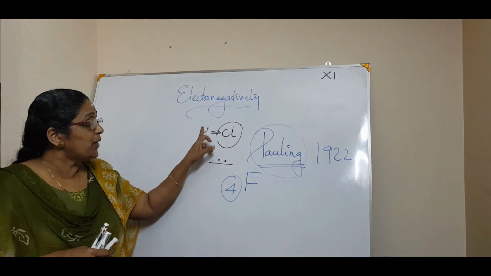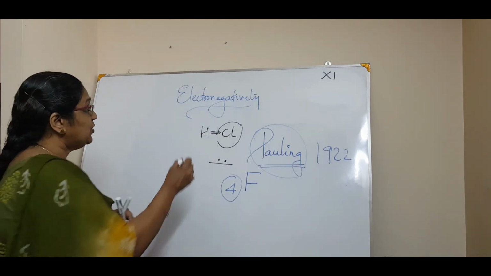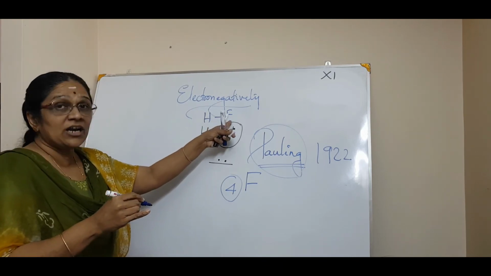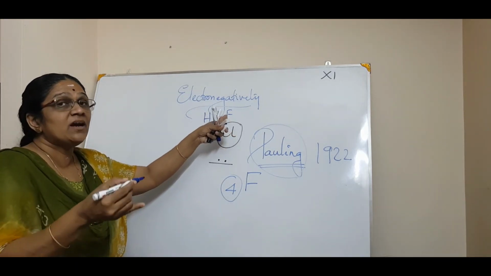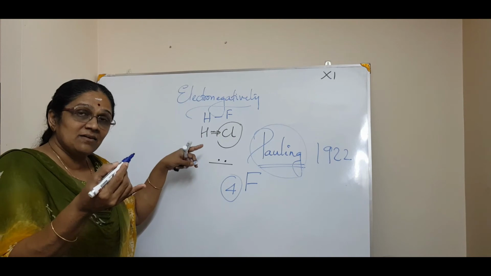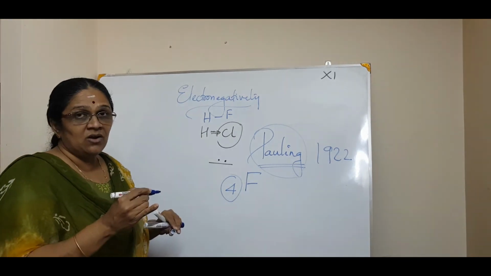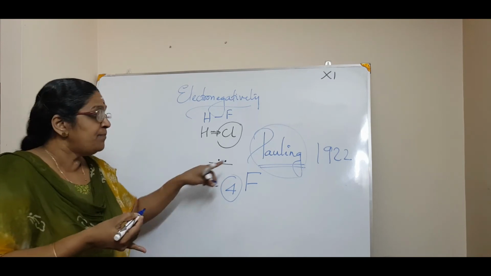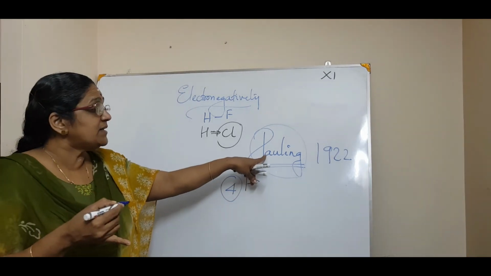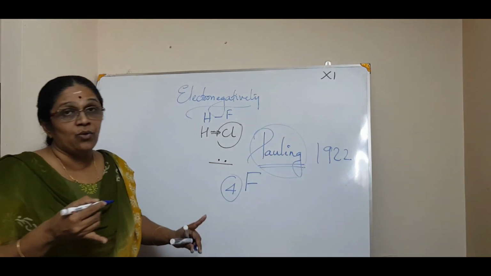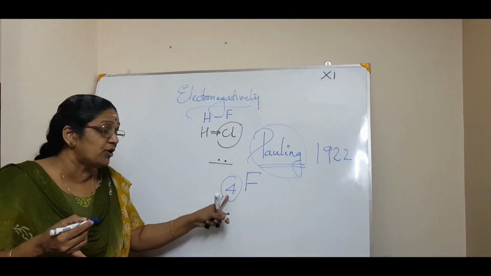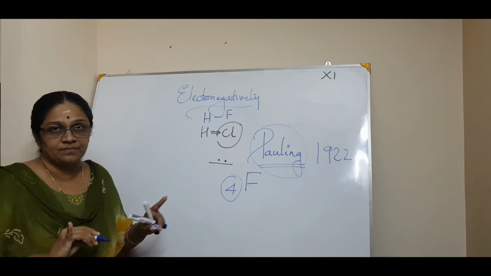If H is bound to F, F is more electronegative, isn't it? So it cannot be a constant. It varies depending on which element it is attached to. But still, so many scales came, and Linus Pauling in 1922 arbitrarily assigned the electronegativity value of fluorine to be 4.